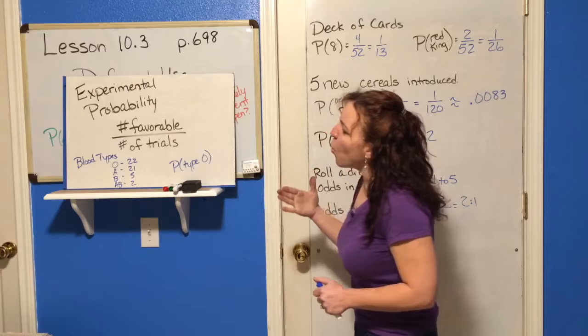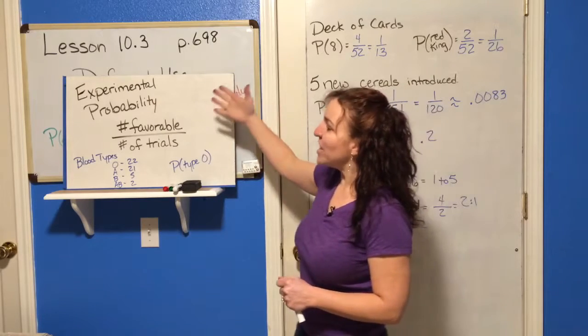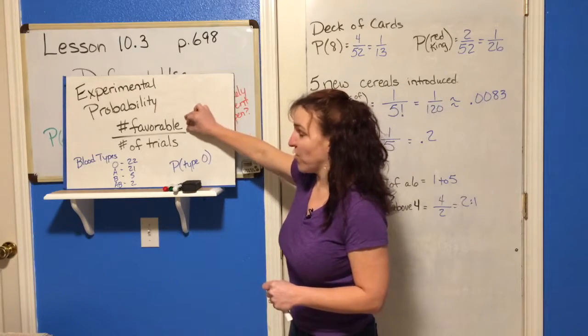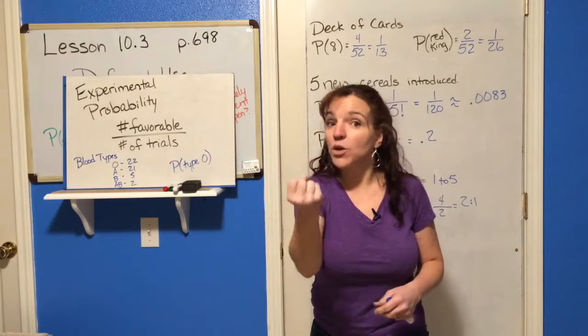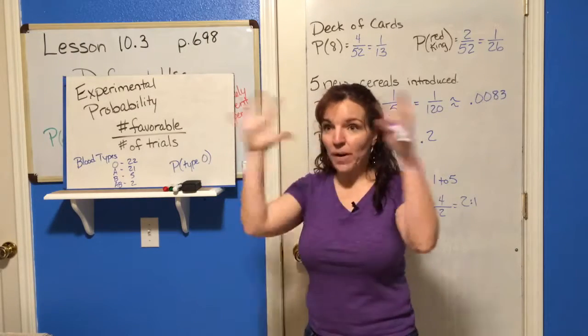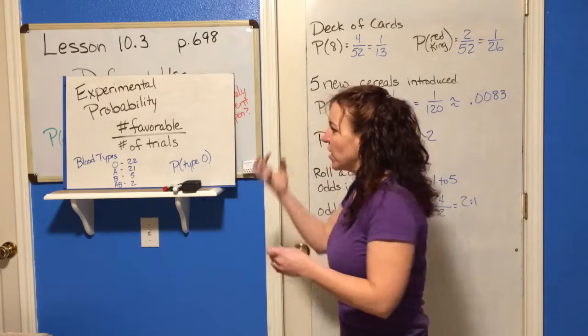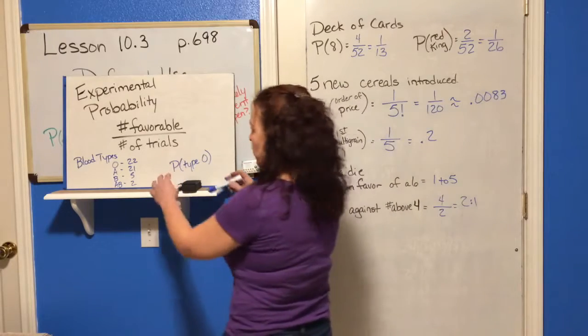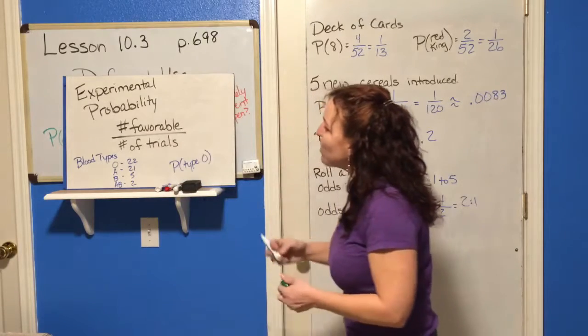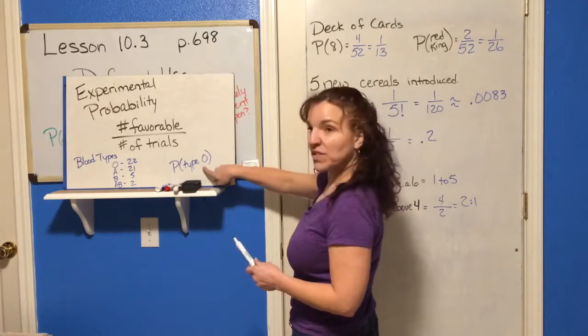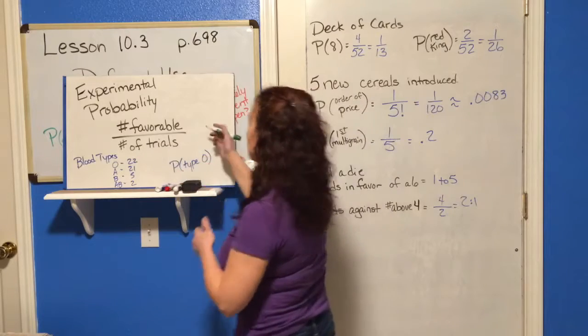Okay, so in order to find experimental probability, you're going to take the number of favorable outcomes out of all of the trials, all of exactly what you have. This is not theoretical. This is exactly what you have in the refrigerator in this case. So the number of favorable outcomes in this case is the number of type O, and that's 22.